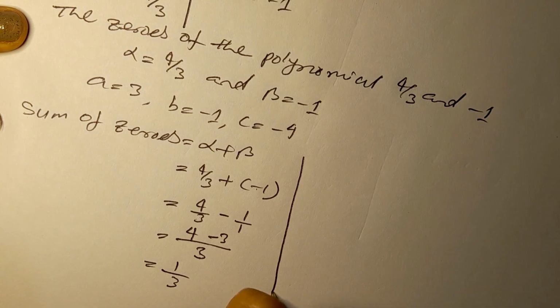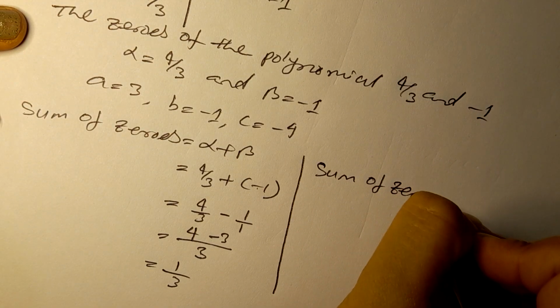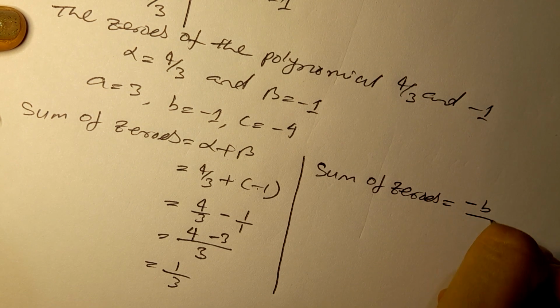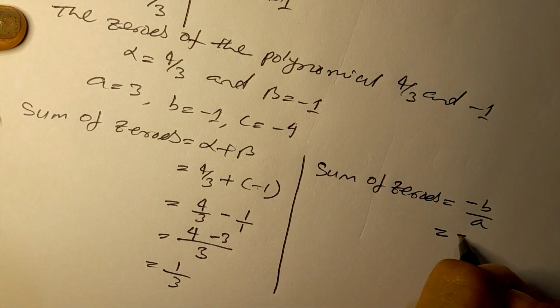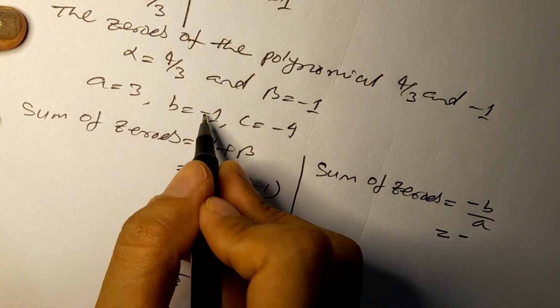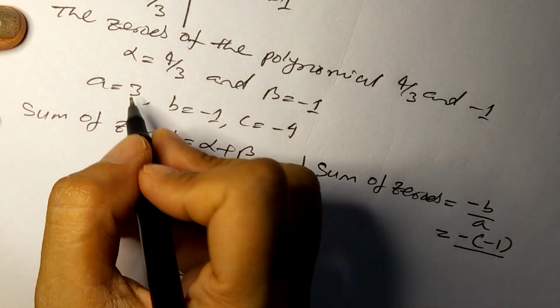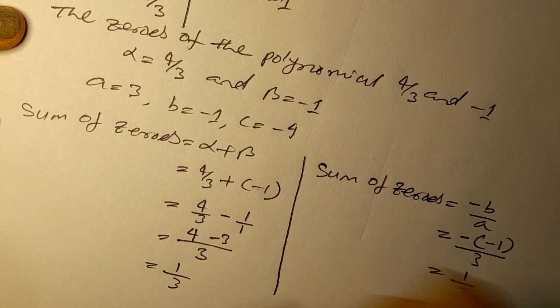Now by the formula, sum of zeros, what is the formula? Minus b by a. What is the value of b? We have the minus, write the minus first. Value of b, that is minus 1. Give the bracket, minus 1, divided by, what is the value of a? 3. Minus into minus gives the plus. Plus we don't need to write. So it will be 1 divided by 3. It is equal, it is verified. For the sum, it's verified.